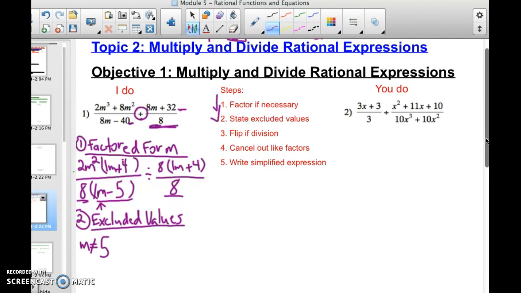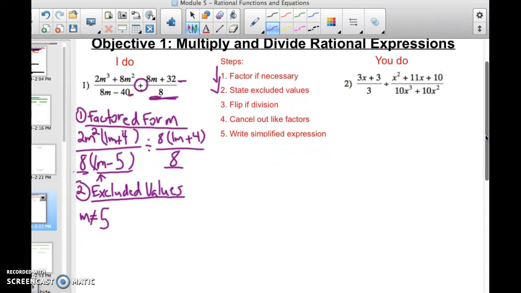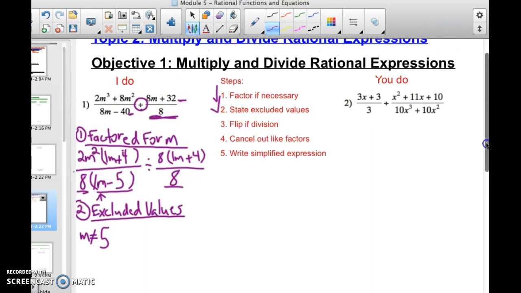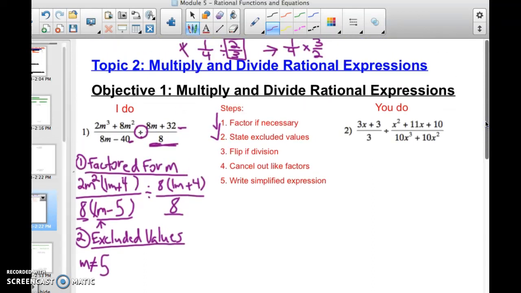Done with step 2. Step 3. Now step 3 only comes into play if it is indeed division, okay? This time it is division. And this is what we're going to do, the same thing as that process up there.